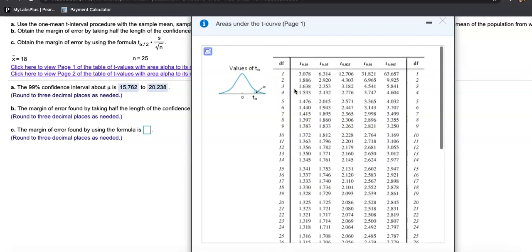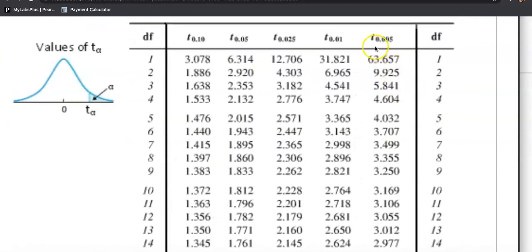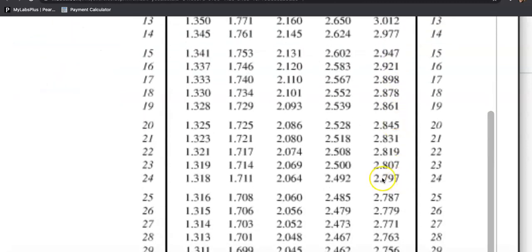And I need 0.005, so the last column, right? It's so hard to see. t of 0.005, that's what we want, with degrees of freedom 24. So the t-value that we want to use is 2.797.